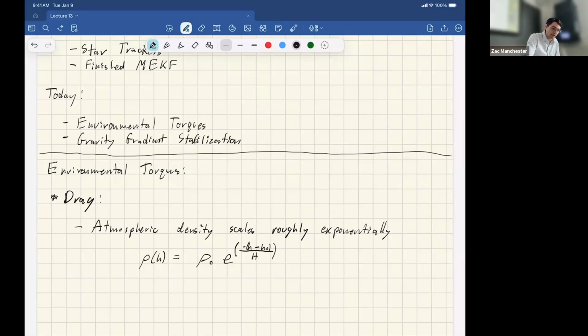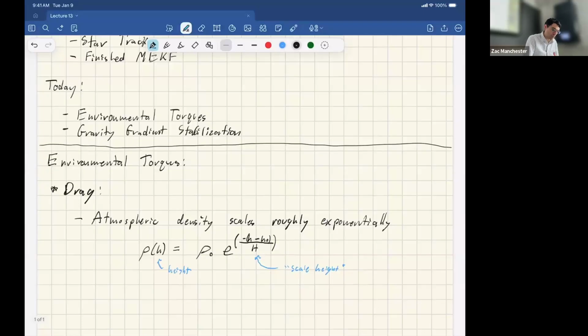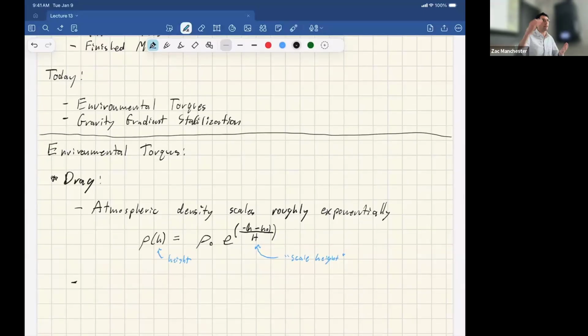Where this thing in the exponential is called the scale height, which is sort of like a 1 over e type constant for how quickly the atmosphere varies. And then this H is just the height above, like, sea level or something. So this is a good first approximation. Works well over, say, a 50 kilometer, 100 kilometer altitude range.